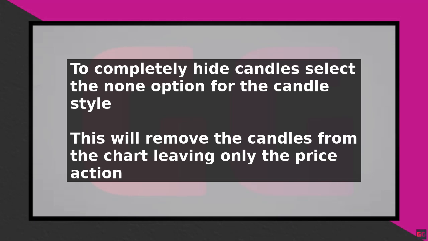In conclusion, hiding candles on Metatrader 5 is a simple process that can be achieved by changing the chart type or using the period separator. By following these steps, you can customize your chart to suit your trading needs and improve your trading experience. Remember to practice using the different chart types and features to become more familiar with the Metatrader 5 platform.